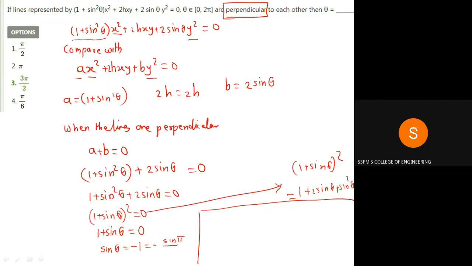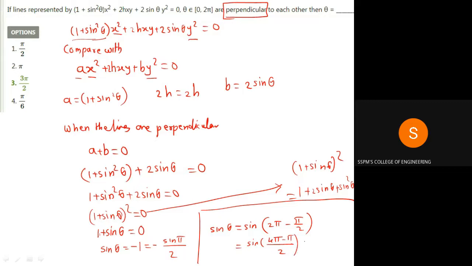it is minus sine pi divided by 2, that is, sine of theta is equal to sine of 2 pi minus pi by 2. These are basic trigonometric formulas that you must remember. That is, sine theta is equal to sine of 2 pi minus pi by 2. What is 2 pi minus pi by 2? It is sine of 4 pi minus pi by 2, over 2.